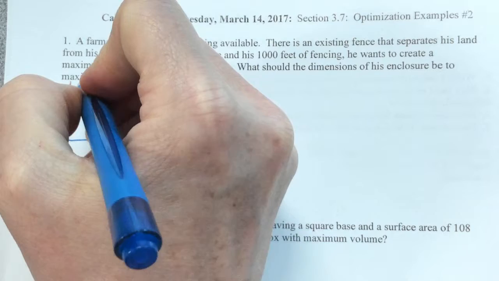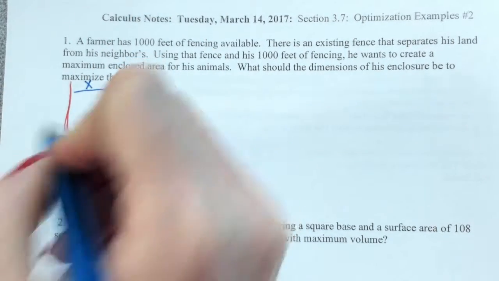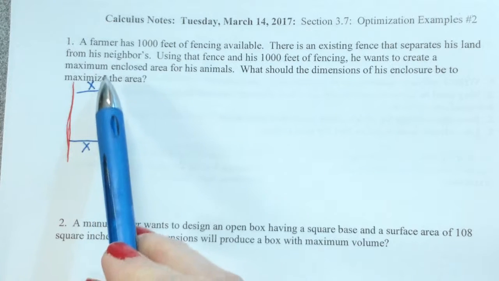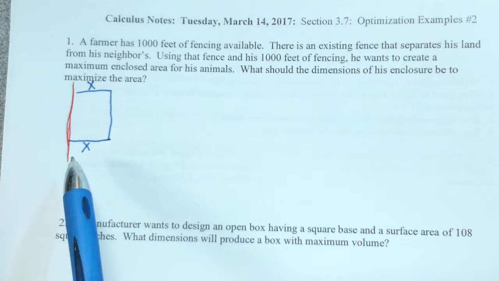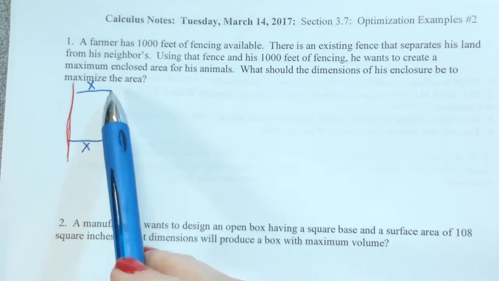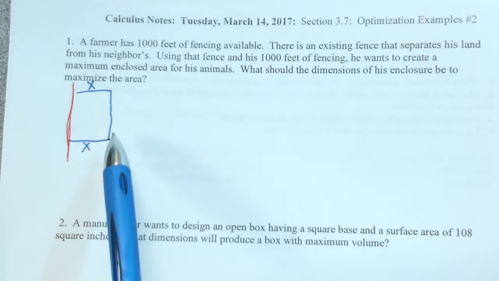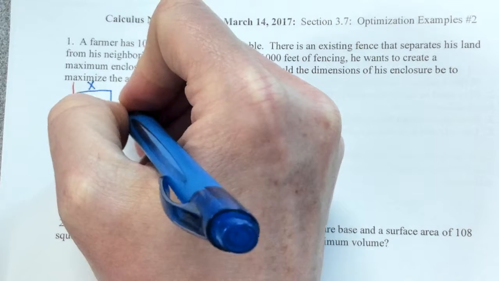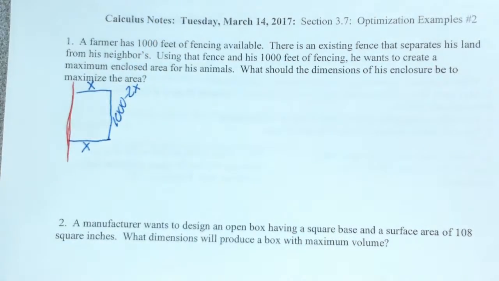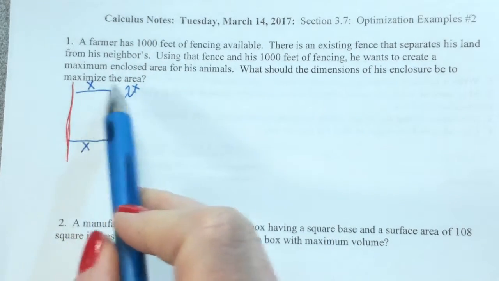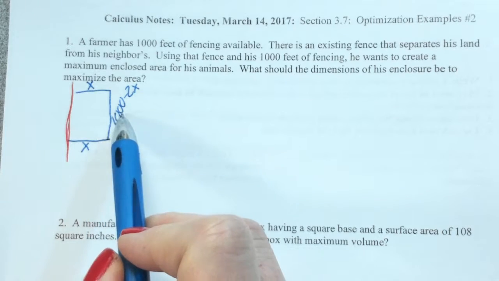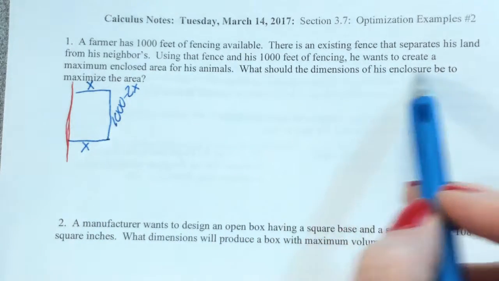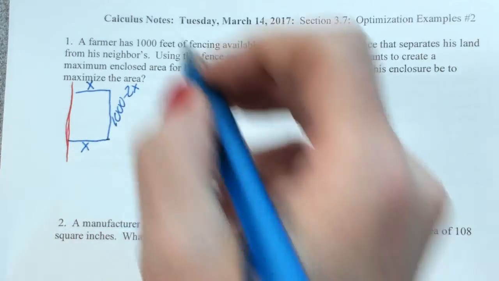Well, I'm going to call this X and this X. So if each of those are X and he has 1,000 total fencing that he can use, what's going to be this length right here then? Right, so this is going to be 1,000 minus 2X. So now we know the dimensions. It's X by 1,000 minus 2X. What should the dimensions of his enclosure be to maximize the area?